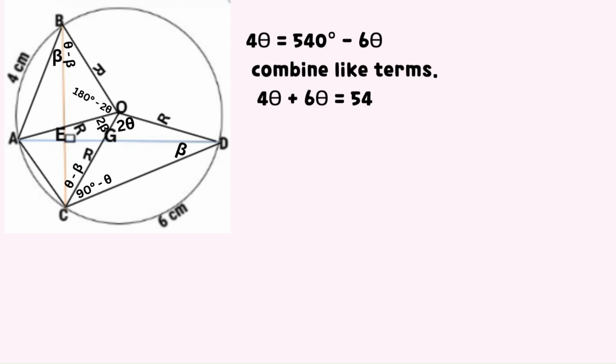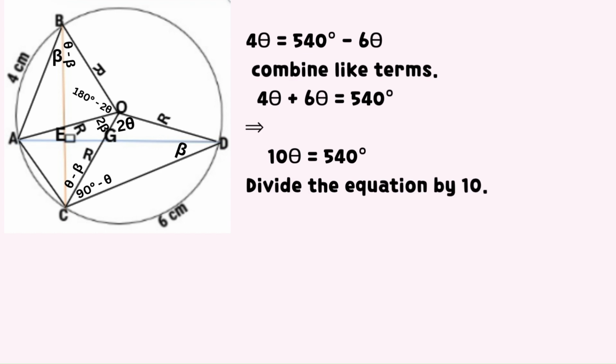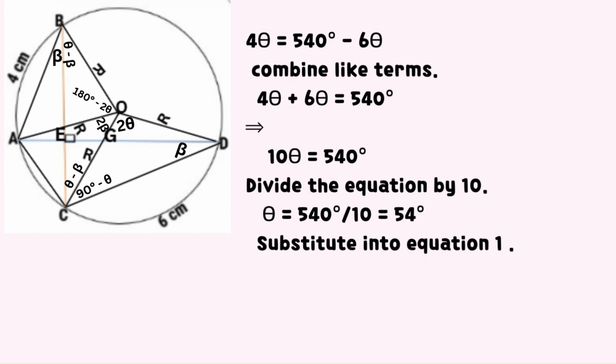Four times theta equals 540 degrees minus 6 times theta. Combine like terms. We have that the sum of 4 times theta and 6 times theta equals 540 degrees. This implies that 10 times theta equals 540 degrees. Divide the equation by 10. Theta equals 540 degrees divided by 10, which equals 54 degrees.